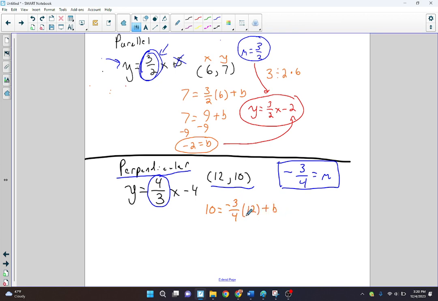So in this case, negative 3 over 4. Reminder, in your calculator, you do negative 3 divided by 4 times 12. So that's going to be 10 equals negative 9 plus b. I'm going to do plus 9 on both sides. So that's 19 equals b. And remember, your final answer is an equation: y equals negative 3 over 4 x plus 19.